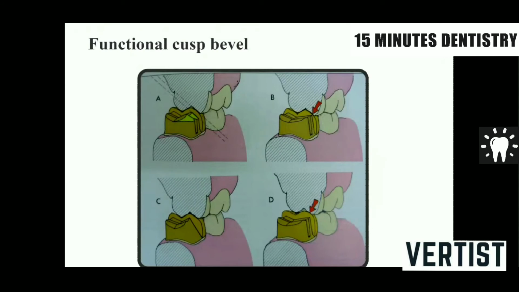Functional cusp bevel is also an integral part of occlusal preparation. So the functional cusp bevel is provided at a 45-degree angulation on the lingual inclines of the maxillary lingual cusps and on the buccal inclines of the mandibular buccal cusps. So this will again allow more amount of material, and more amount of stresses to be directed towards the long axis of the teeth. So our basic aim is a better distribution of forces so that they are directed along the long axis of the abutment teeth.